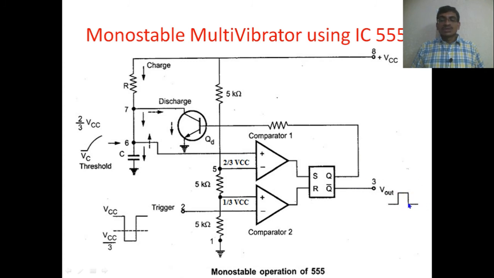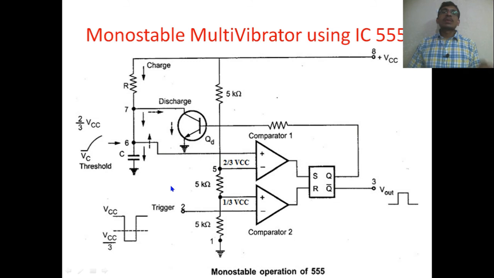Output will be switched to 0 volts, and Q equal to 1 will switch on that transistor, and whatever voltage is stored in the capacitor will be discharged in this path. Okay, so this will stay in the same state until the next trigger pulse is applied.